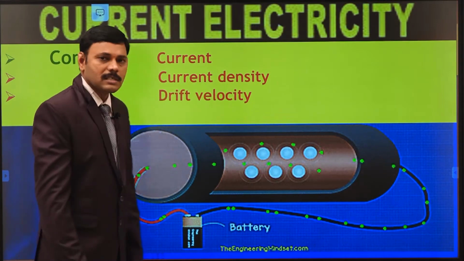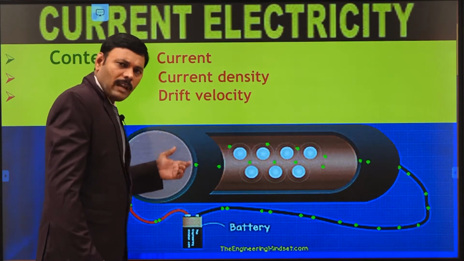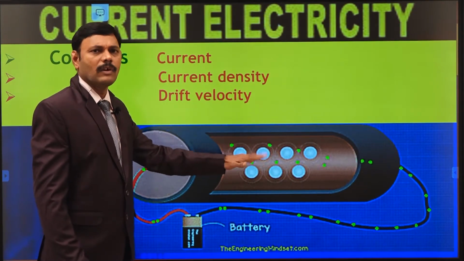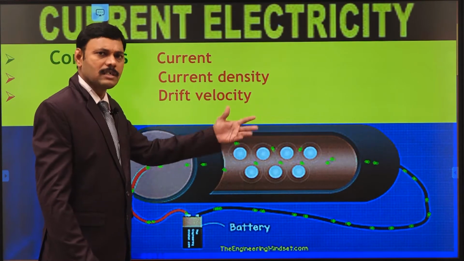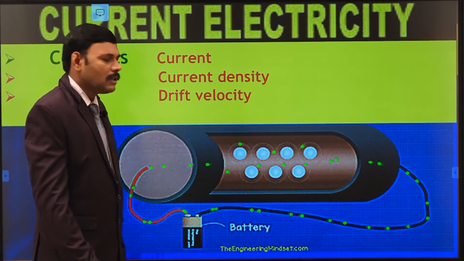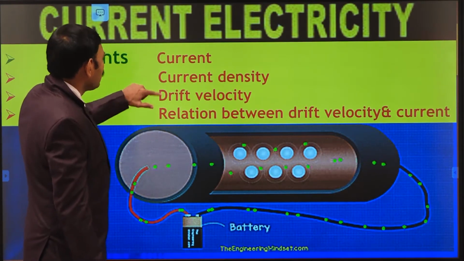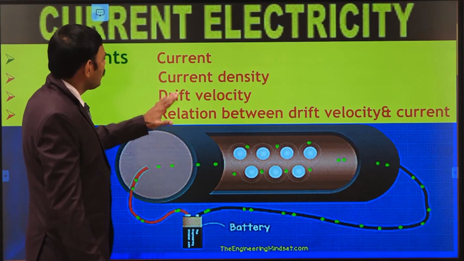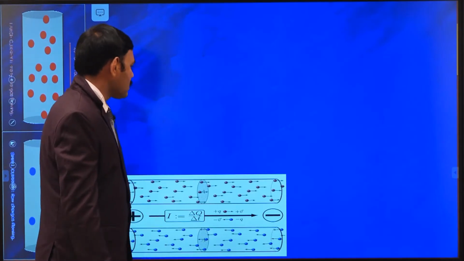Then we discuss drift velocity. These electrons are moving with some velocity along the conductor. That velocity is considered to be the velocity of electrons, that is, drift velocity. We have to define and derive expressions for drift velocity, and then the relation between current and drift velocity. I is the current, Vd is the drift velocity. We have a relation between them. So these are the contents that we have to discuss in this chapter.